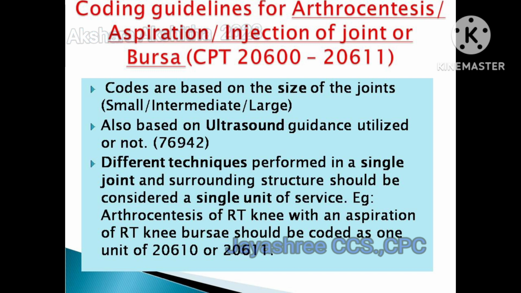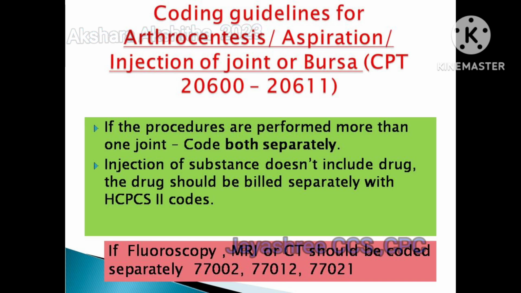If ultrasound is utilized, then we have to give the combination code, and we should not code the ultrasound additionally. If the doctor didn't perform ultrasound but utilized MRI, fluoroscopy or CT, then additionally we have to bill 77002, 77012 or 77021, any one of these 3 codes, with the 26 modifier, if the doctor did not perform with ultrasound.